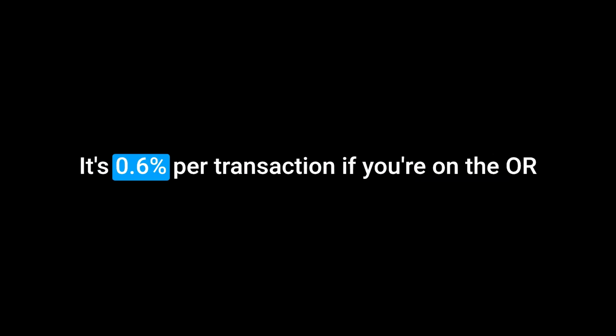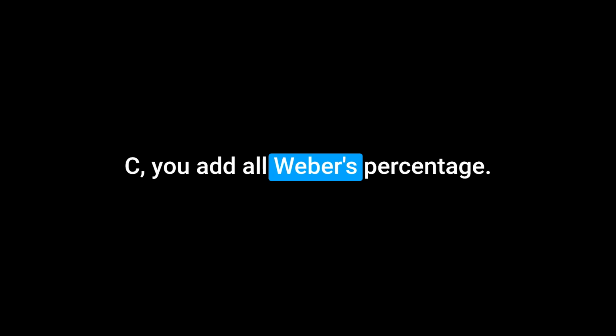How much? It's 0.60% per transaction if you're on the Aweber Plus plan, and a higher 1.00% per transaction if you're on the MailerLite or free plans. So on top of Stripe's 2.9% plus 30C, you add Aweber's percentage. Okay, that adds up over time. How does MailerLite handle payments and fees?